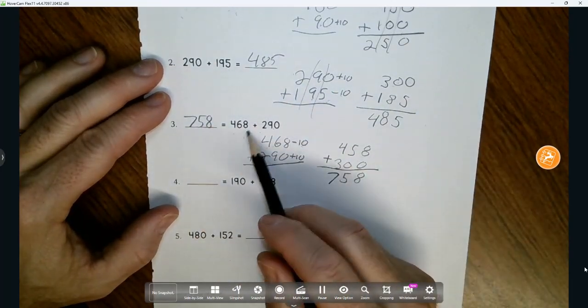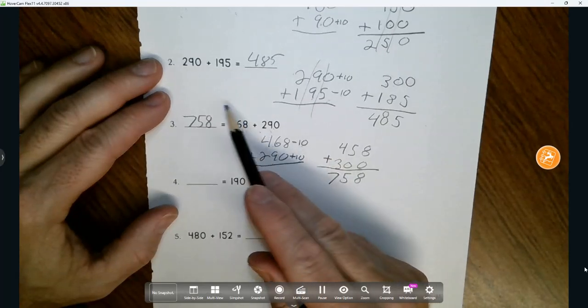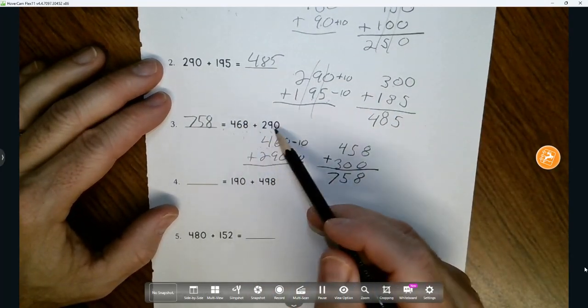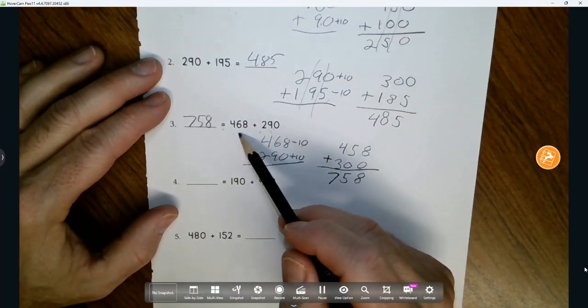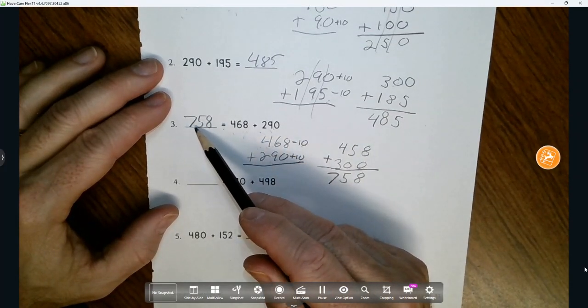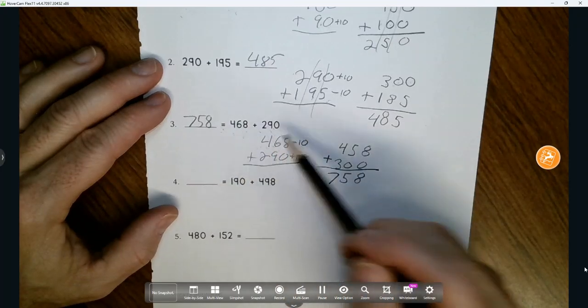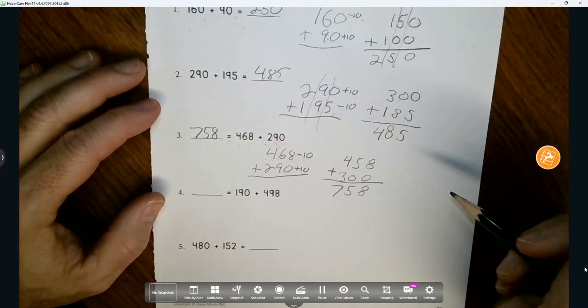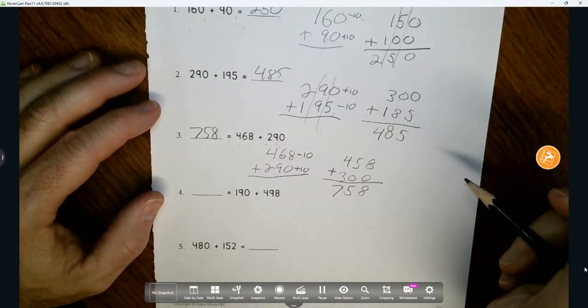758. And don't let it mess you up if it shows this backwards. You can just pretend it's flipped over. Wherever this equal sign is, you can read it this way as 290 plus 468, or 758 equals this plus this. It's the same as the top two. They just show it a little different sometimes. I don't understand why they do it myself, but that's what they do.